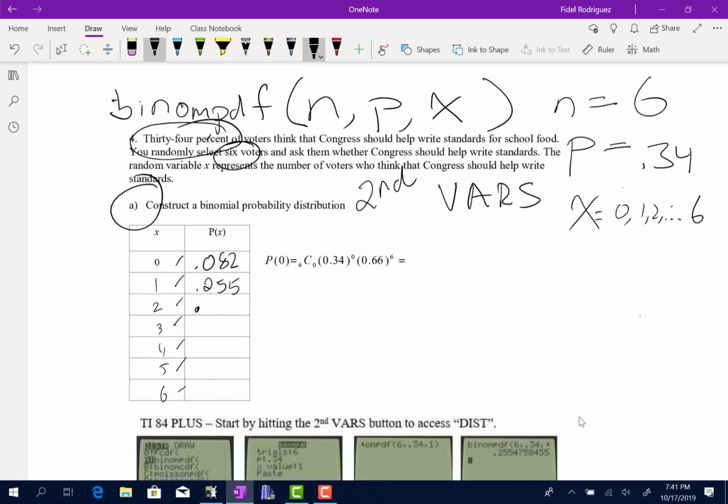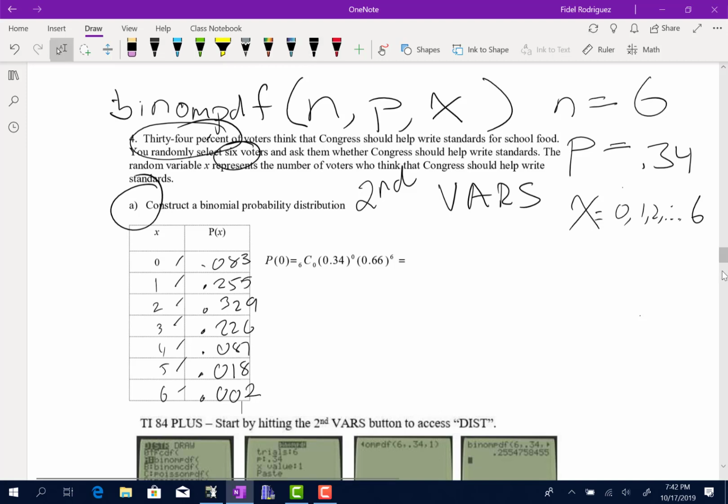0.83 then? Okay, let's do that. 0.083. What about the second one? 0.255. Okay. What about number 2? 329. Okay. 226. 087. 018. And then one more? 002. Okay, so now we came up with those numbers.